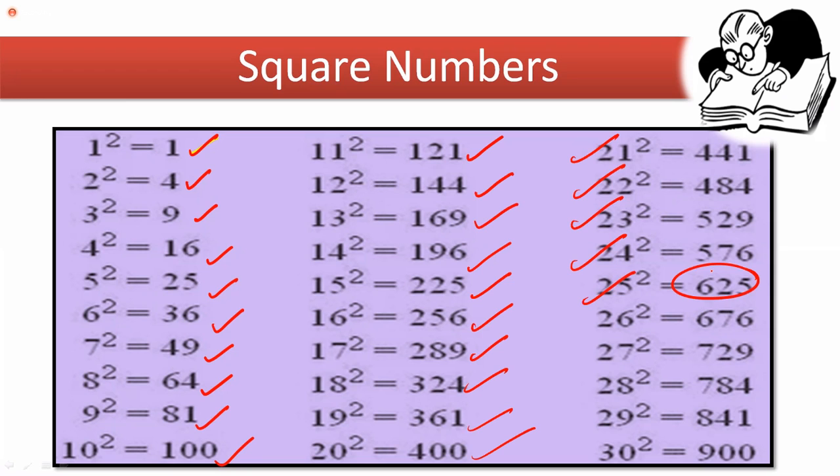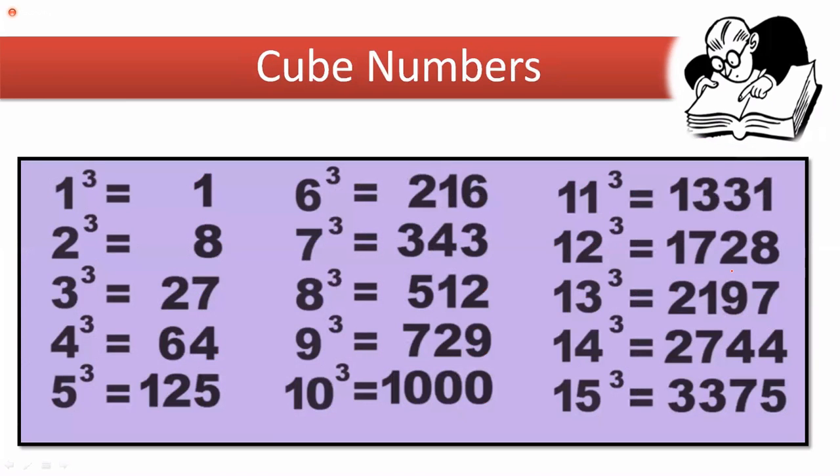If you can remember the squares from 1 to 25, it would be easy to tackle the questions related to analogy. Apart from that, the second basic prerequisite is to remember the cubes from 1 to 15. So 1 cube to 15 cube are very important.